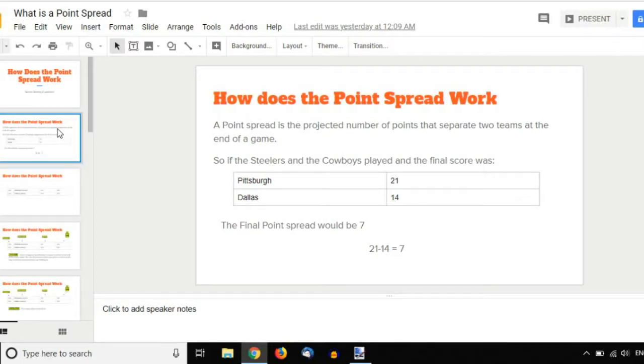Well, the point spread is just the projected number of points that separate two teams at the end of the game. It's that easy. So take a look at my example here: Pittsburgh Steelers versus the Dallas Cowboys. I'm a child of the '70s. It was the classic matchup, so that's what I used in my example. Sorry for you folks who don't care for either one of these teams, but that's what I'm using for the example. So let's say they played and the score was Pittsburgh 21, Dallas 14. I bet you can't guess who my favorite team is. You're going to say that the final point spread would be 7 points. 21 minus 14, 7. Easy enough, right?